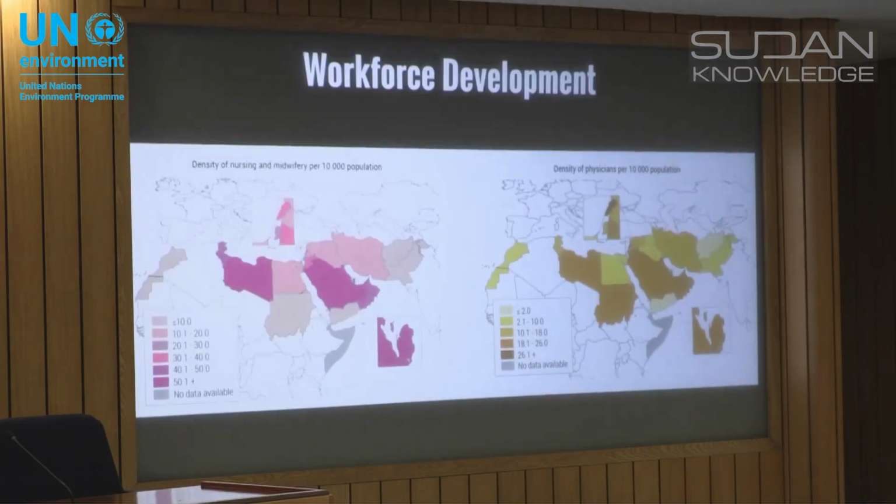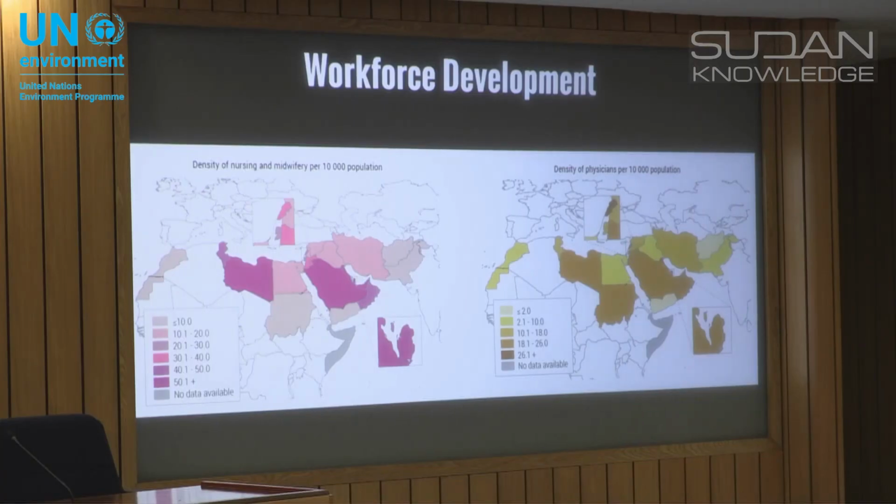Now, another issue. You see that there are so many universities that are open in Sudan. I can't even count them. There are probably close to about 30 medical schools, I heard, or 29 medical schools. So you get so many doctors coming out. Now, as you can see, the number of doctors we have in Sudan is about 26.1 per 10,000 population. Great number, beautiful. But when you look at the nursing and midwives, we have less than 10 per 10,000 population.